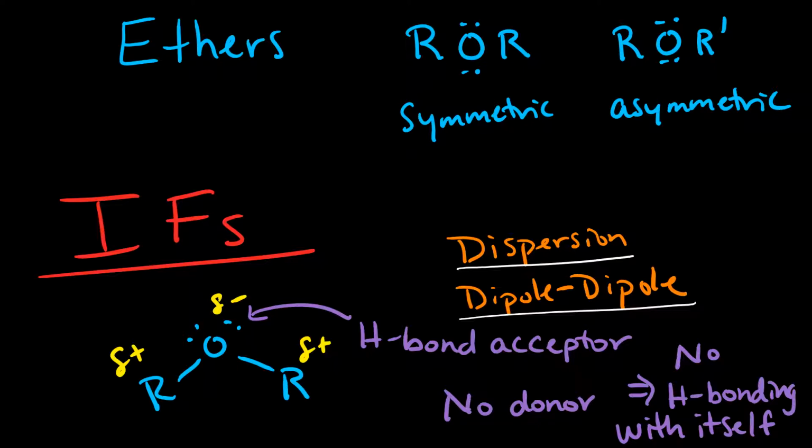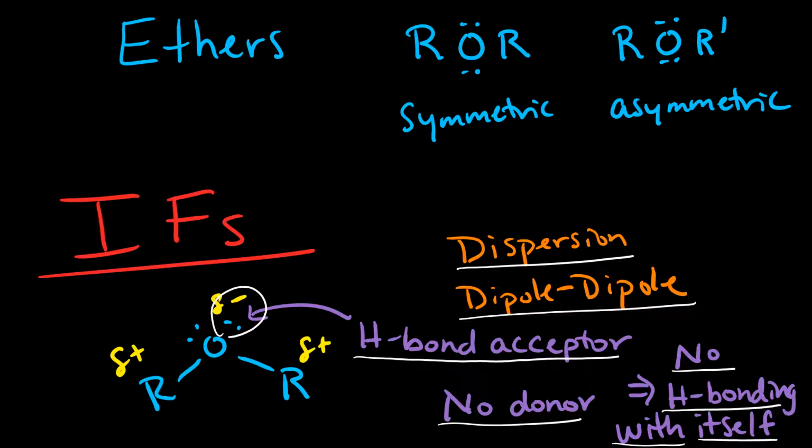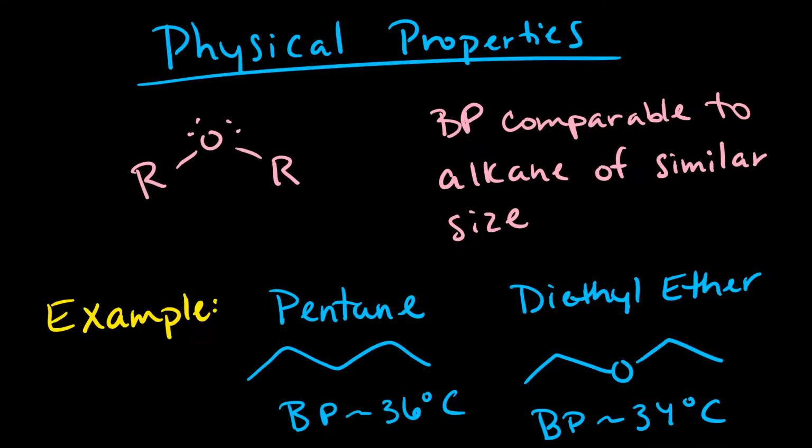The intermolecular forces between two ether molecules are of course going to be dispersion and then dipole-dipole. While ethers have an H bond acceptor with the oxygen lone pair, they do not have a donor, so ethers are not going to be able to hydrogen bond with each other. So you can see how this compares to the alcohol.